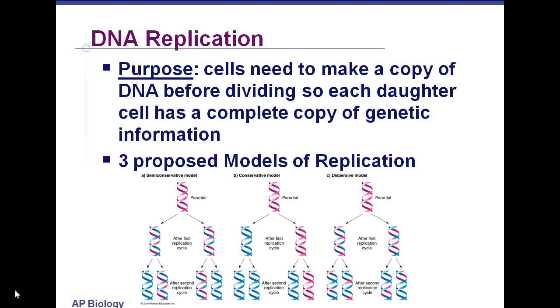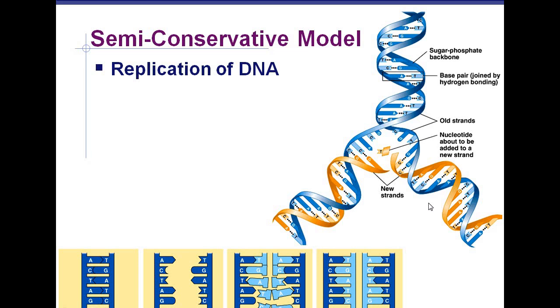There are three proposed models of replication. The first is the semi-conservative model, the second is the conservative model, and the third is the dispersive model. Here we are going to discuss the semi-conservative model of DNA replication. The replication is semi-conservative in nature since half of the original DNA is conserved in the daughter DNA.